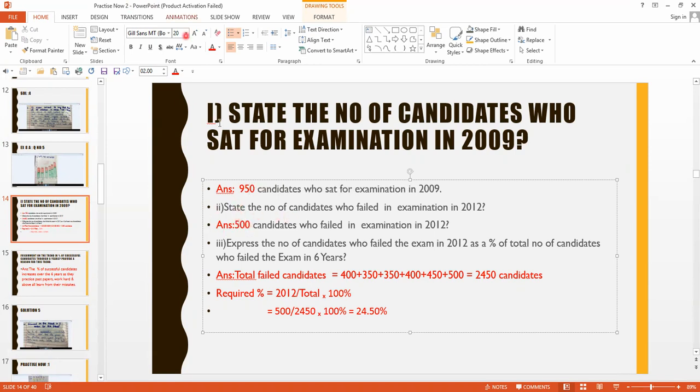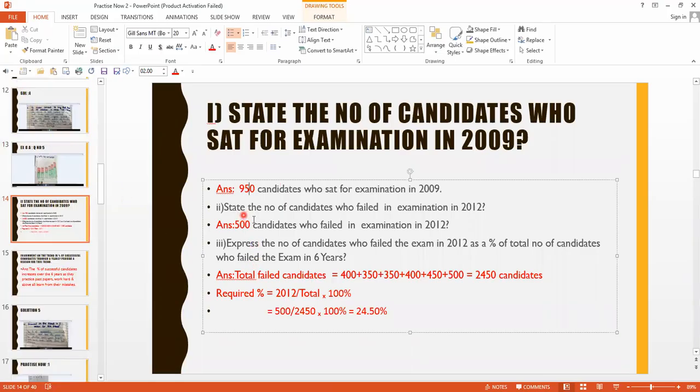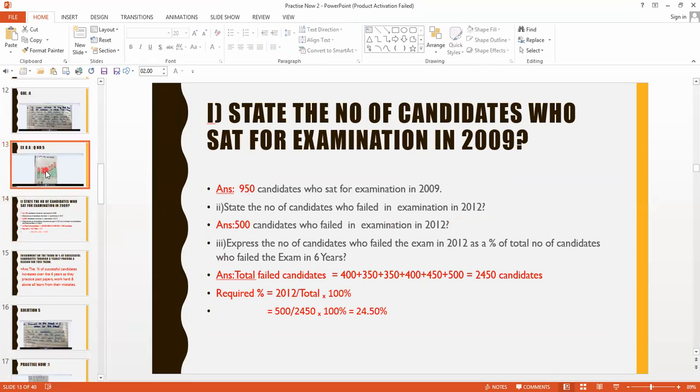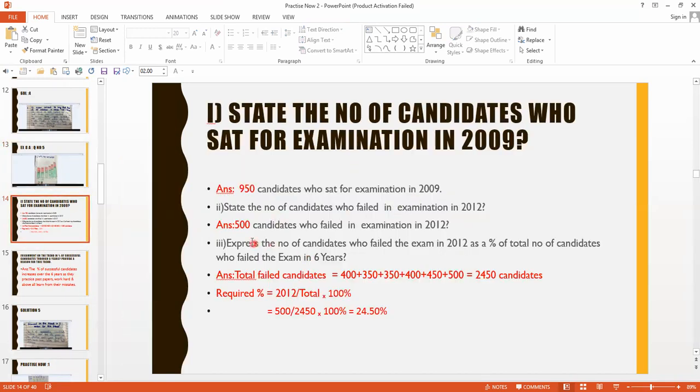Now we come to the next. Next one is state the number of candidates who failed in the exam in 2012. Just tell the failure. In 2012, from the last one which we have done, 1,000 passed and 500 failed. So in 2012, how many students failed? 500 candidates failed the examination in 2012. Comes to the next part.